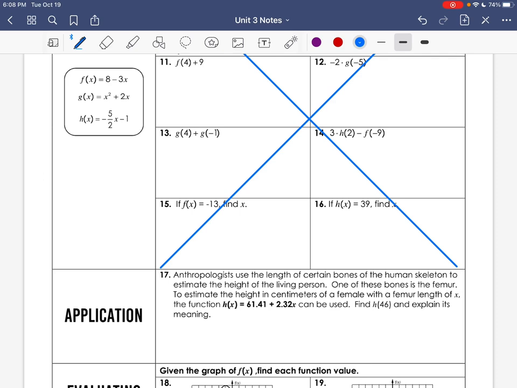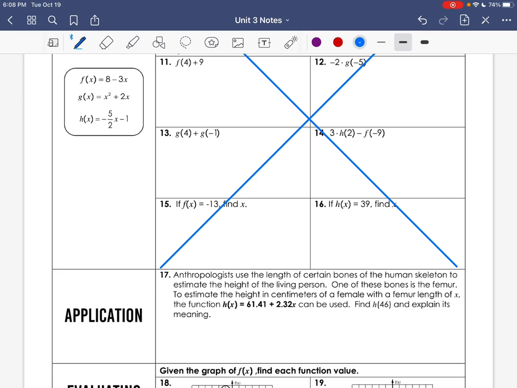To estimate the height in centimeters of a female with a femur length of x, the function is h of x, so height of x is 61.41 plus 2.32x. So if we know the femur bone is 46 centimeters, h of 46, then that's going to tell us how tall this person was. So it says to find h of 46 and then explain its meaning.